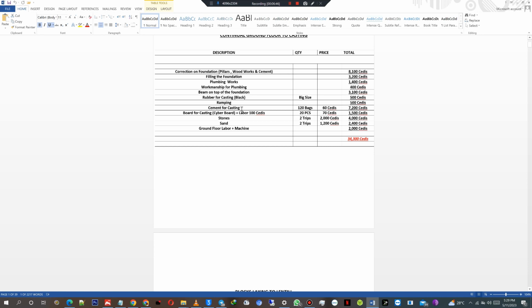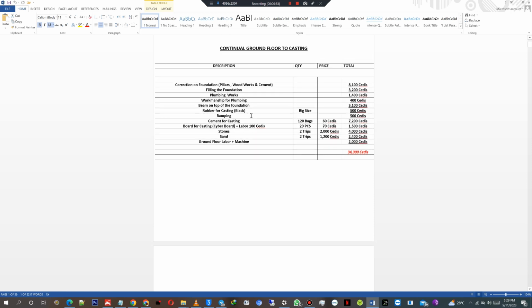The former supervisor of this project cheated me so much that I later realized it and was going crazy, but I let it slide. It has already happened. At that time the cyberboard was 45 Ghana cedis, but he took 100 from me. He took almost 70-something Ghana cedis for cyberboard, which is crazy.